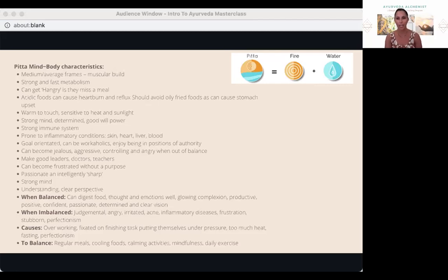They're often really warm to touch and sensitive to heat and sunlight. They have a really strong, determined mind and good willpower, so they make great leaders. They make great entrepreneurs. They have a strong immune system. They're prone to inflammatory conditions, so a lot of skin conditions like acne, heat, liver conditions, or blood conditions.